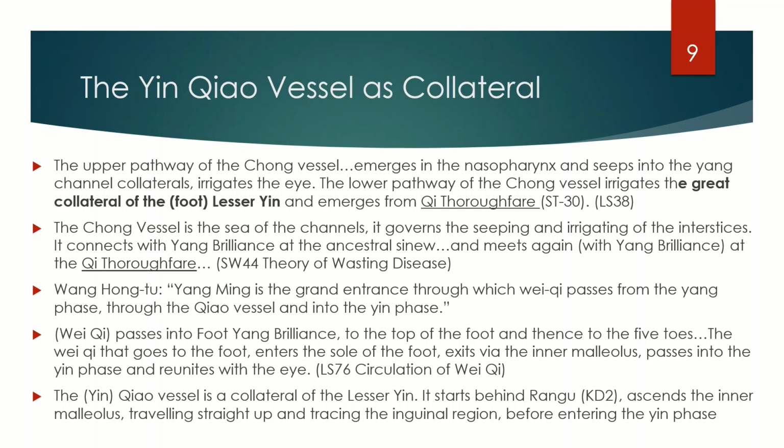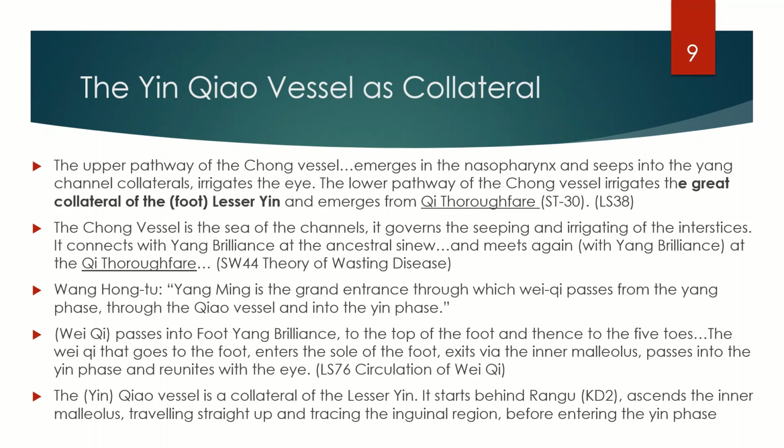It starts behind Rangu, ascends the inner malleolus, traveling straight up and tracing the inguinal region before entering the Yin phase. So the last place that the Qiao vessel goes before it enters the Yin phase is the inguinal region, which of course is where the Qi thoroughfare is. And so we would imagine, usually when there's a point mentioned on a channel like this, it's very often a pulse point. And so we would imagine that yes, this is indeed talking about the Qi thoroughfare.